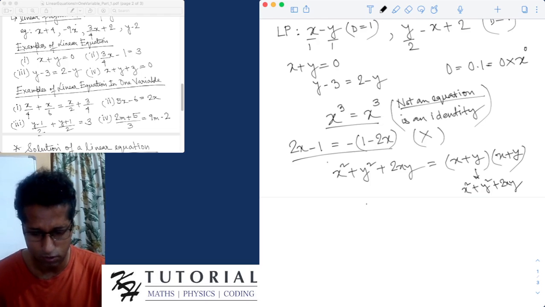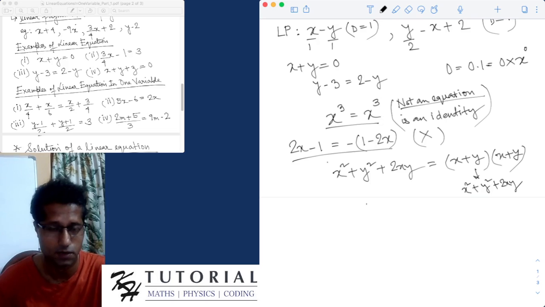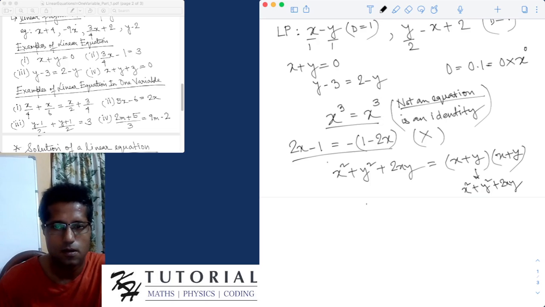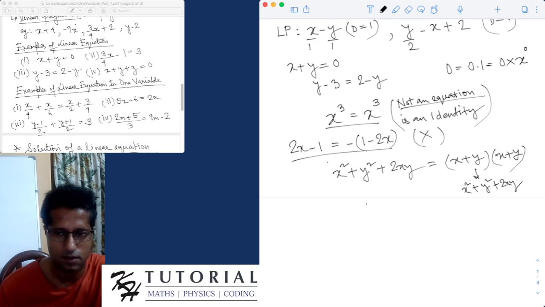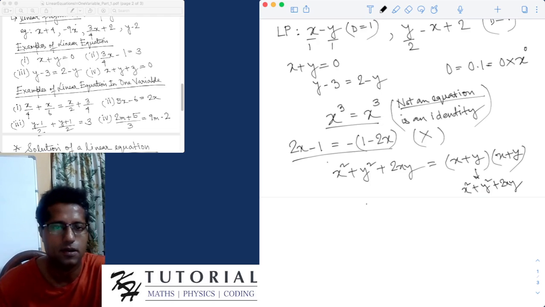Now, the linear polynomial can have any number of variables: 1, 2, 3, 4. So in this chapter, we will be learning about linear equation in one variable. If the linear polynomial has only one variable, that is what we call a linear equation in one variable. In the examples in the notes, you can see x by 4 plus x by 6 equals x by 2 plus x by 3.